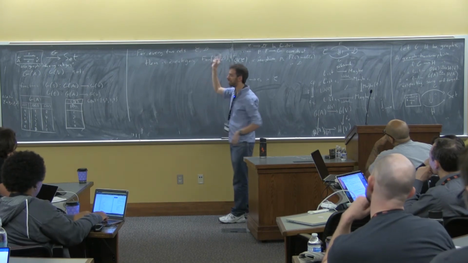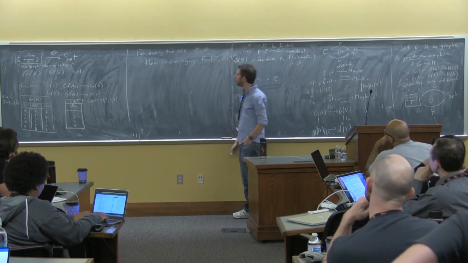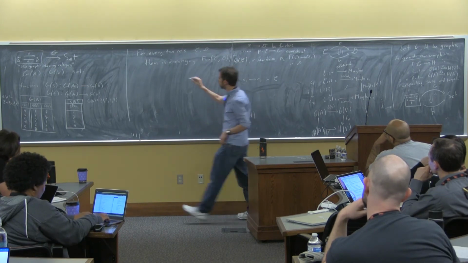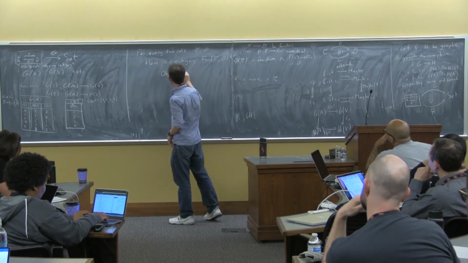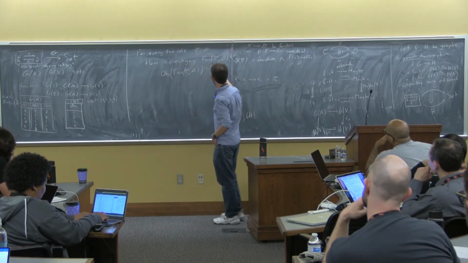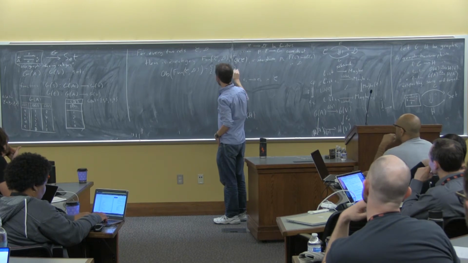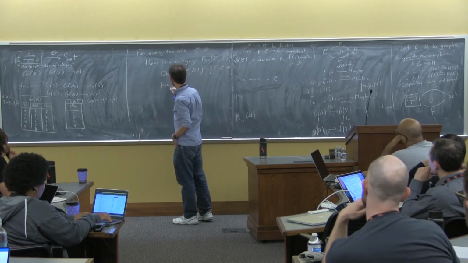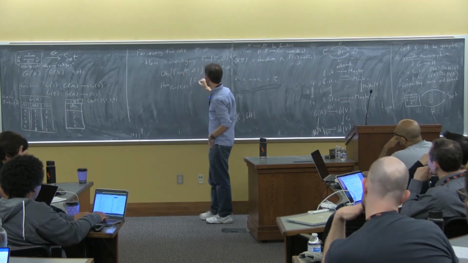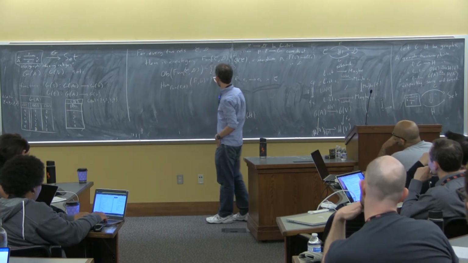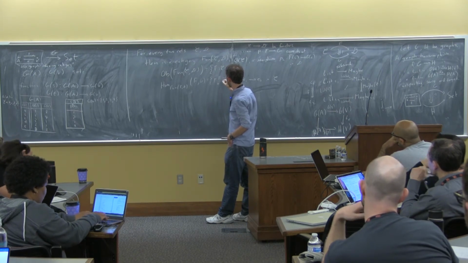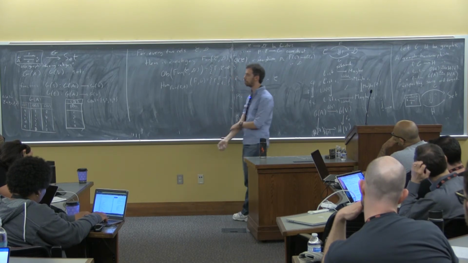For every two categories C and D, including Hask and Hask, there's a category called Fun(C,D). Its objects are the functors, and the Hom in Fun(C,D) from F to G is the set of natural transformations. I wrote NT for natural transformation.